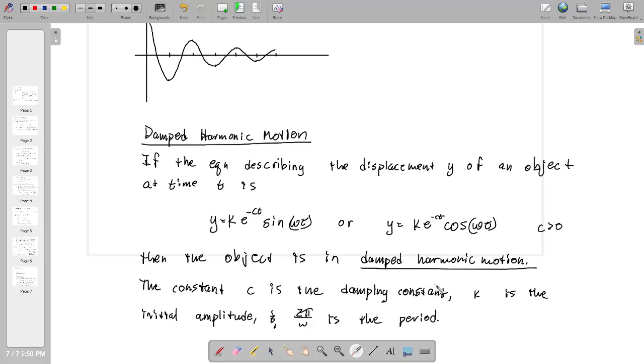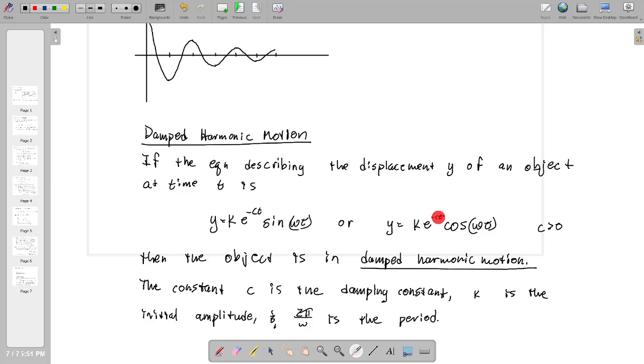Now, you might not understand what that means. It's basically how fast the reduction in amplitude occurs. So the higher the c value, the faster the harmonic motion will damp to nothing. If it's a very low c value, then you end up with something more along the lines of simple harmonic motion with very small reduction in the amplitude.